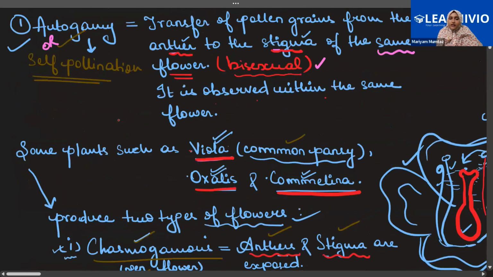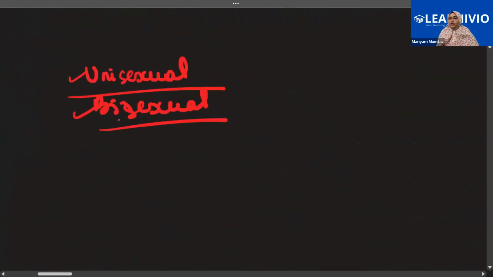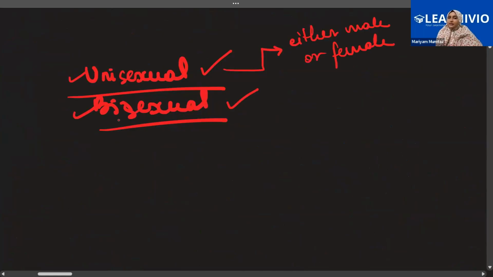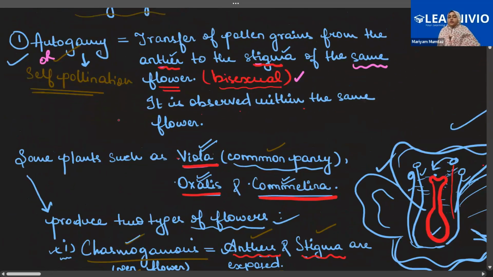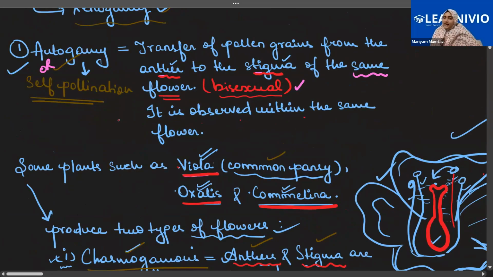Now see, I'll tell you that there are two types of flower: unisexual and bisexual. Unisexual, like I told you, would have either a male part or a female part. But bisexual means it will have both in one flower. Here, the male flower will be different, the female flower will be different. Here, one flower consists of a male part and a female part. So mostly, in the case of a bisexual flower, autogamy will naturally take place, isn't it?